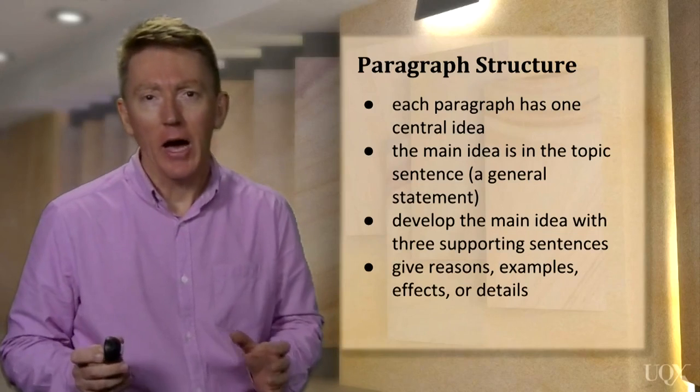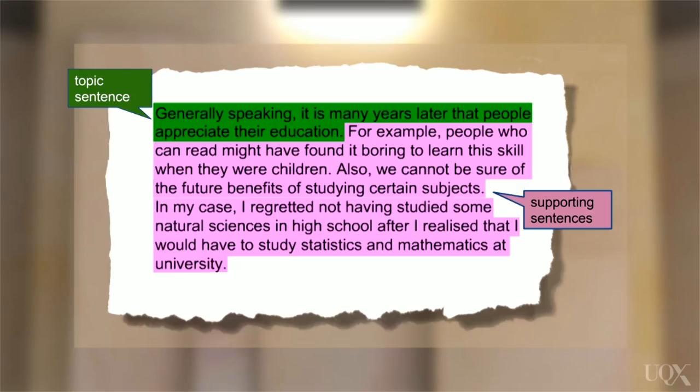Now, let's take a look at an example paragraph. In this paragraph, which is from an essay about the benefits of education, the writer begins with a topic sentence. Notice how he uses the phrase "generally speaking" to show that this is a general statement. In other words, it may not be true for all people, but it is true for most people. So the main idea of this paragraph is that it is not until people get older that they appreciate the value of their education. When you're a child or a teenager, you may not realise how important school is.